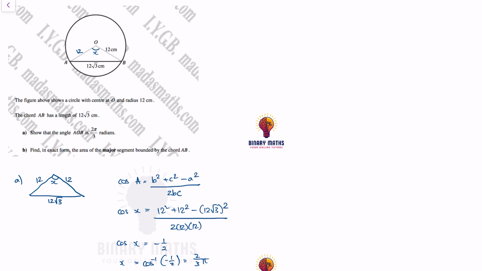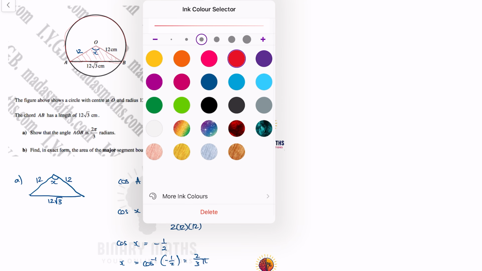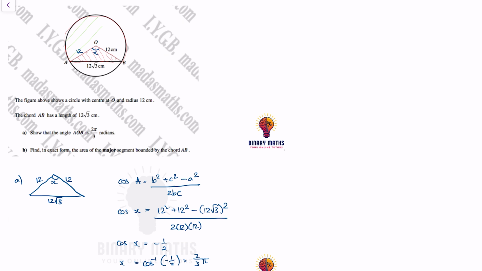Okay, part B. Find in exact form the area of the major segment bounded by the chord AB. So the major segment means I need to find the area of this part. That part is separated into two. First part is the area of the triangle. So I need to work out the area of the triangle and also the area of, let's change colors, green, the major segment.